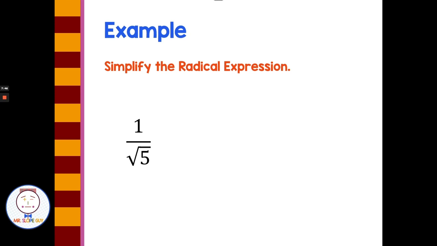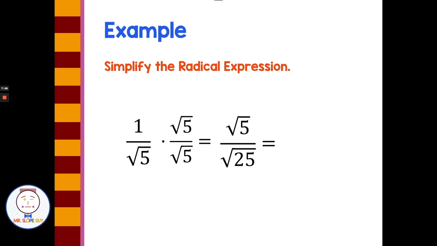What if we have 1 over the square root of 5? We can do our process of rationalizing the denominator. We can multiply the top and bottom both by the square root of 5. Then 5 times 5 is 25, and the square root of 25 is 5.